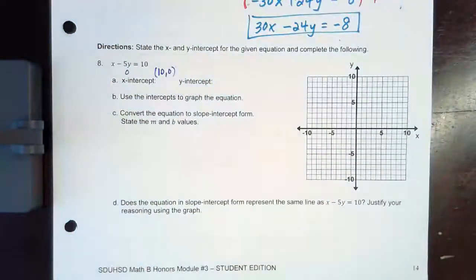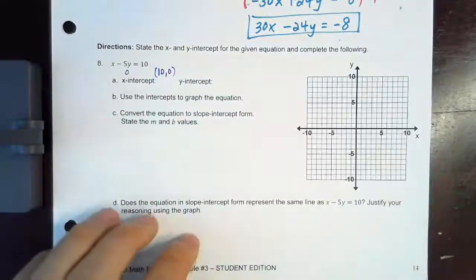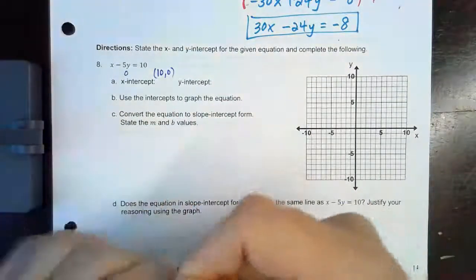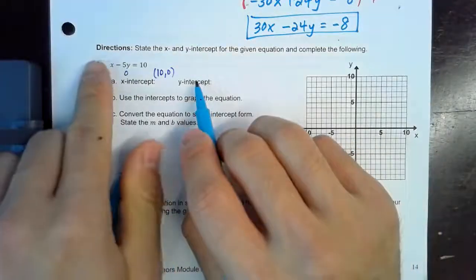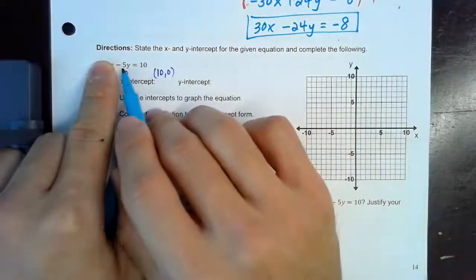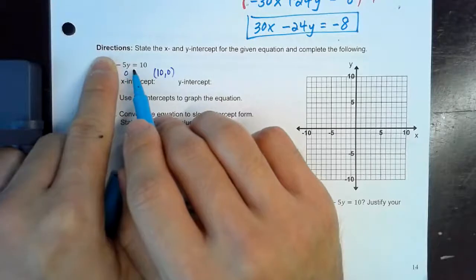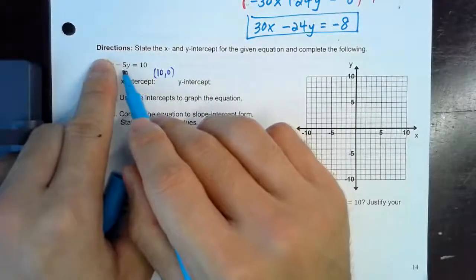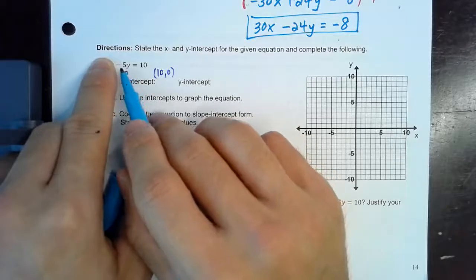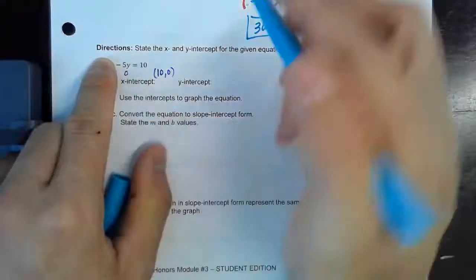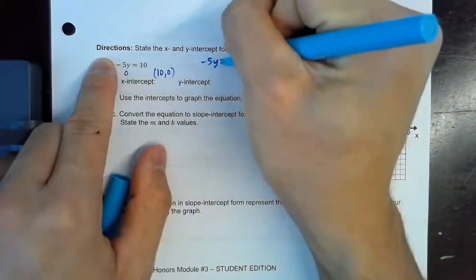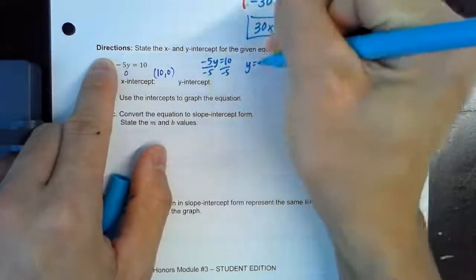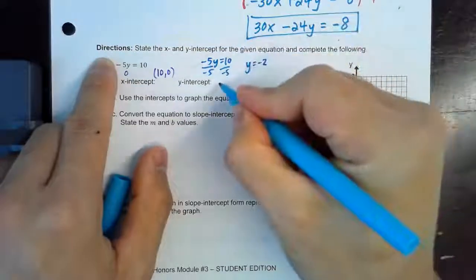Now, the y-intercept is not as easy to solve for, but it's still pretty easy. The y-intercept, class, is when x is equal to 0, and now I get negative 5y is equal to 10, right? Notice how my left index finger is blocking out the x because that means the x is 0. So negative 5y is equal to 10 is an easy solve for us, and we get y is equal to negative 2.